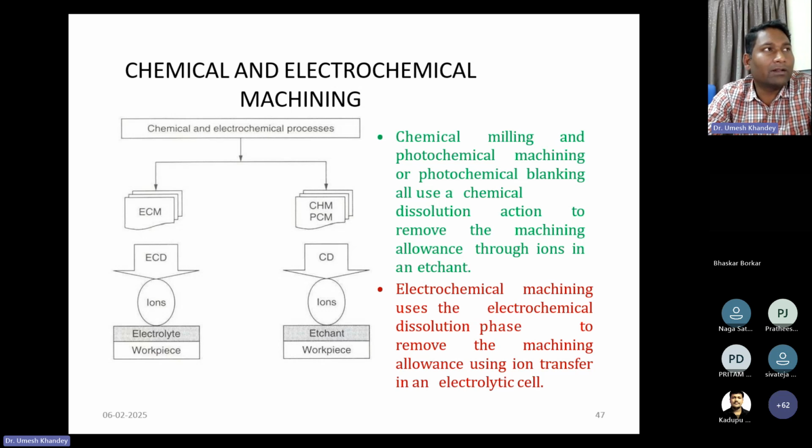Another one is chemical and electrochemical machining, where chemical etching is going to happen. In one case, through the electrolyte medium, and in another case, an etchant is going to be used. Photochemical blanking uses a chemical dissolution action to remove the machining allowance through ions in etchant. Electrochemical machining uses the electrochemical dissolution phase to remove the machining allowance using ion transfer in an electrolytic cell.